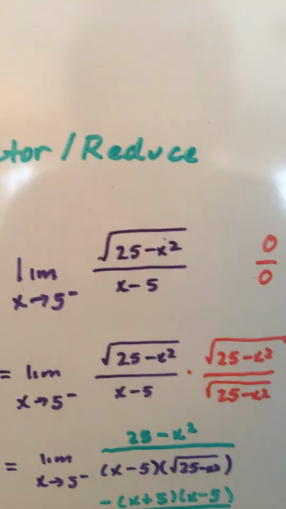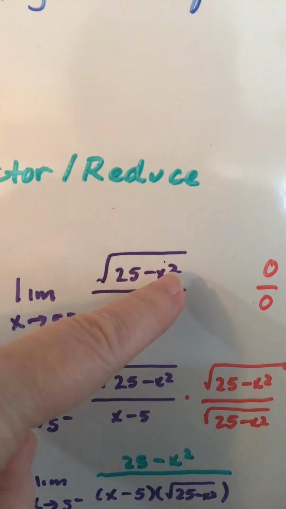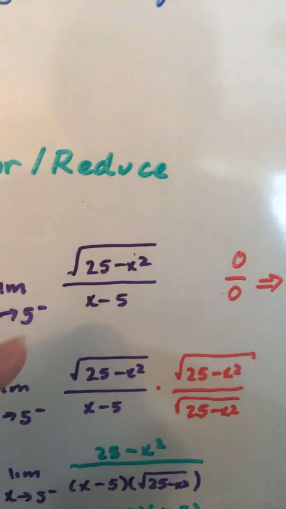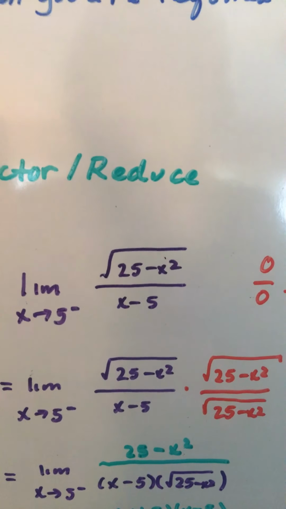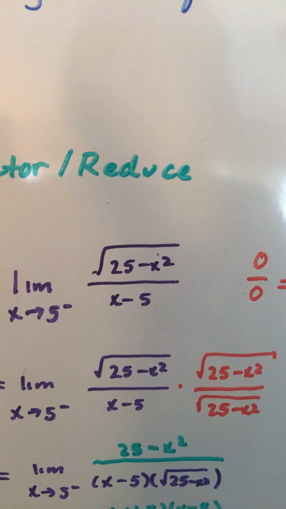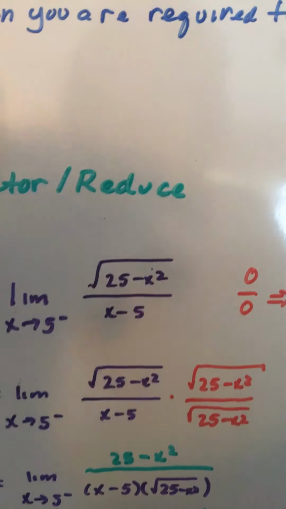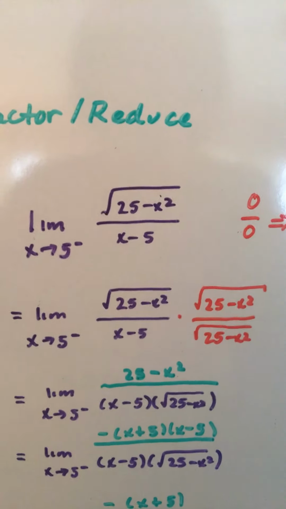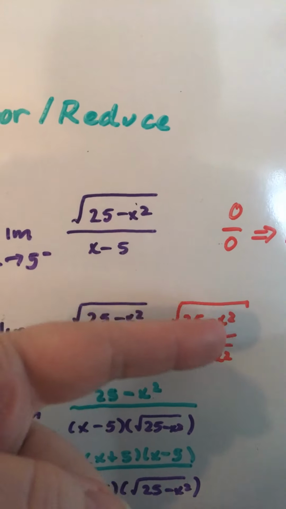Now notice when I go to do this one, I have to use the left, because if I use 5.1, that will be a negative number and illegal. So my domain is anything smaller than 5. 4.99999 and so on is okay. I can't use 5. So I go ahead and insert my 5 and get 0 over 0. And now I'm going to rationalize.